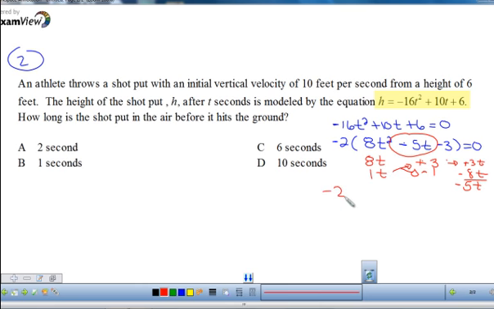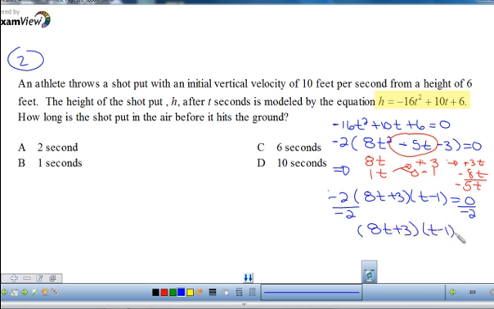So I'm going to write negative 2, bring down the negative 2, 8t plus 3. Remember, when you write it straight across, t minus 1, and that's equal to 0. So at this point, I can divide by negative 2. So I'm just left with 8t plus 3, t minus 1. We use the zero product property. So 8t plus 3 is equal to 0. t minus 1 is equal to 0.